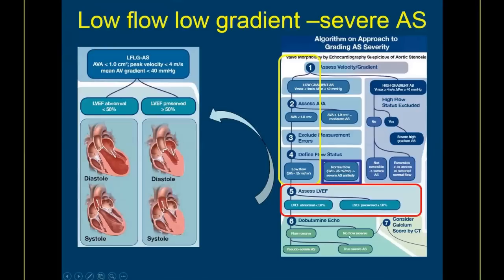And in that case, the next thing we want to look at is the ejection fraction, because that's how we subgroup this category. Is it abnormal EF, or do you have preserved EF? With abnormal EF, the reason you have low gradients is poor contractile function, and you just can't generate the high gradients across that valve. With preserved ejection fraction, the issue is more a hypertrophy of the ventricle, such that you have low stroke volumes due to a smaller LV cavity. So you just can't generate high gradients because you have small end diastolic and end systolic volumes.